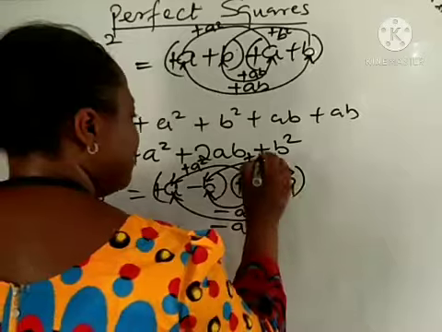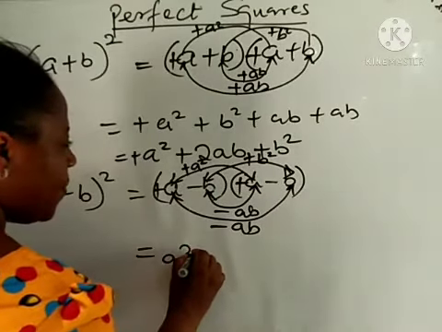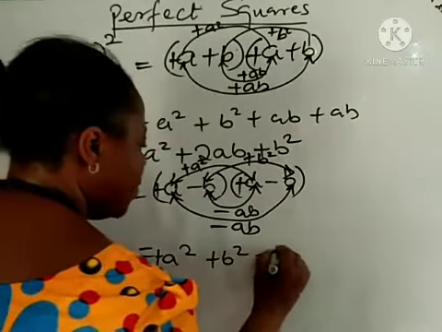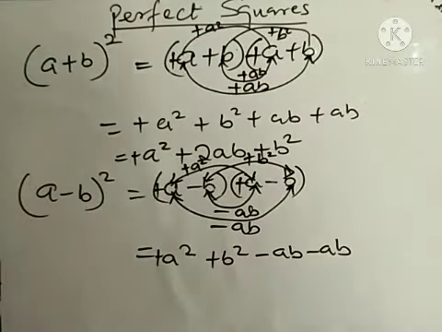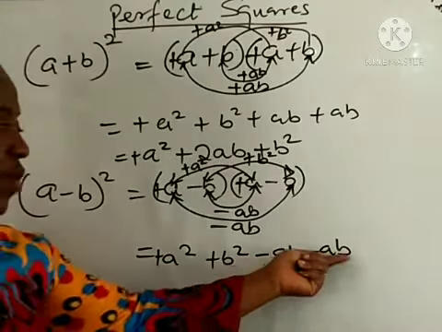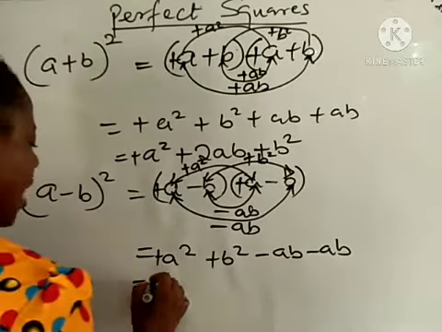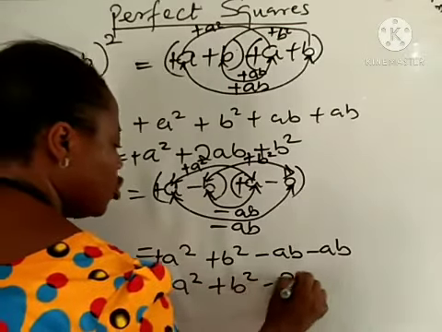Plus B times B square. So this will give me, in terms of A square plus B square minus AB minus AB. Minus AB minus AB, I've told you, they are debts. You are owing, you are owing. Minus 1. That will give us what? Minus 2. So we have plus A square plus B square minus 2AB.